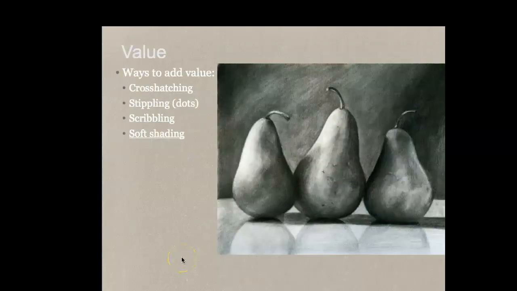Lastly, shading. Shading is a little bit different from the other three in that you don't see the use of line so evidently. Yeah? It's much softer, much more gradual. The positioning of the pencil in shading is a little bit different because you're not using the tip of the pencil, but you're using the side of the pencil to create that soft shading.